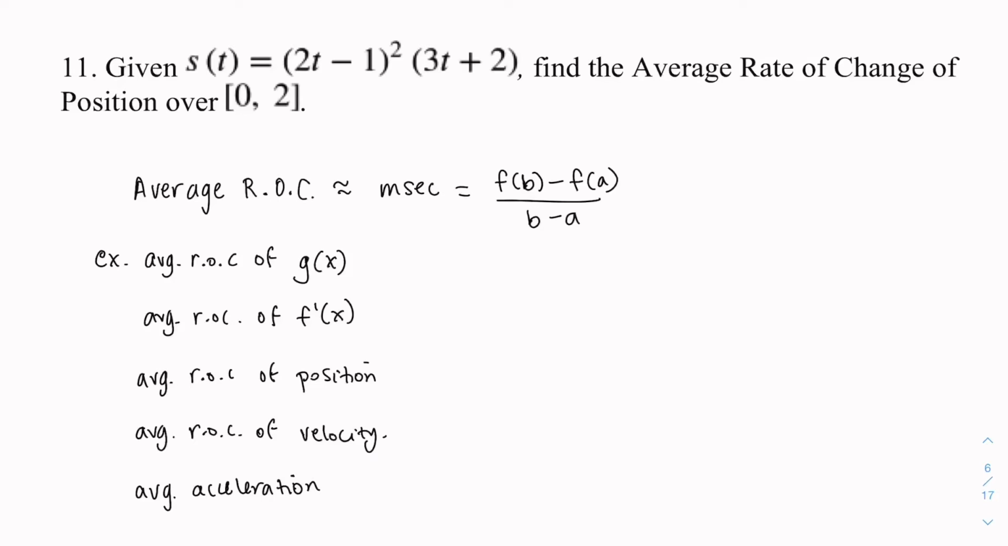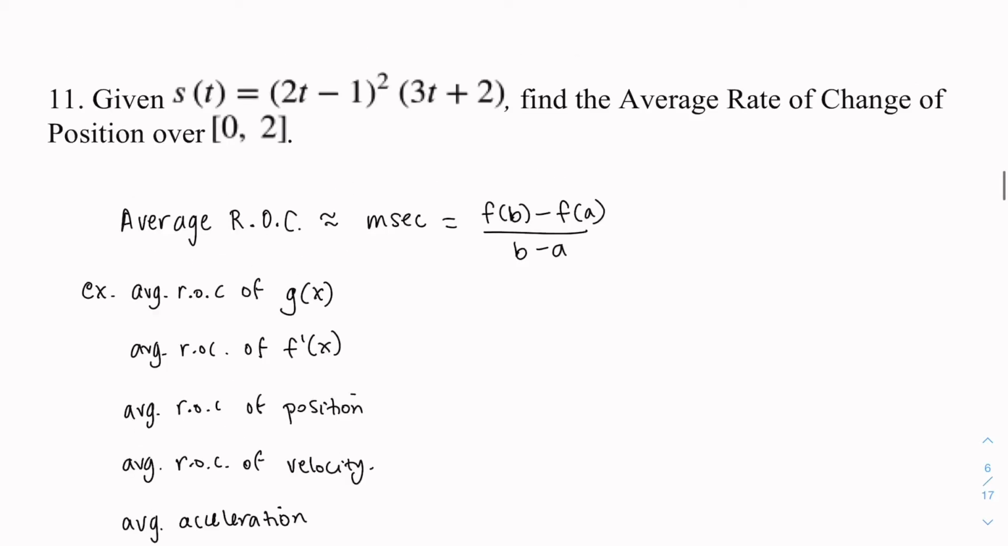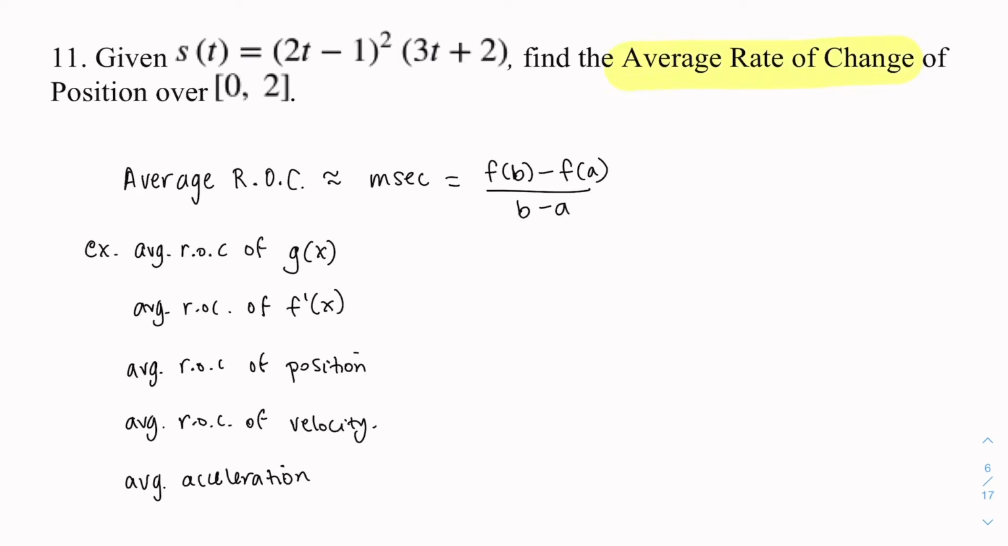Okay, number 11 says, given this position function, find the average rate of change of position. So the key words here to recognize are average rate of change. Anytime you see that, you should be thinking m_sec, the slope of the secant line, which is our old slope formula, rise over run. See how that works out in a couple contexts.